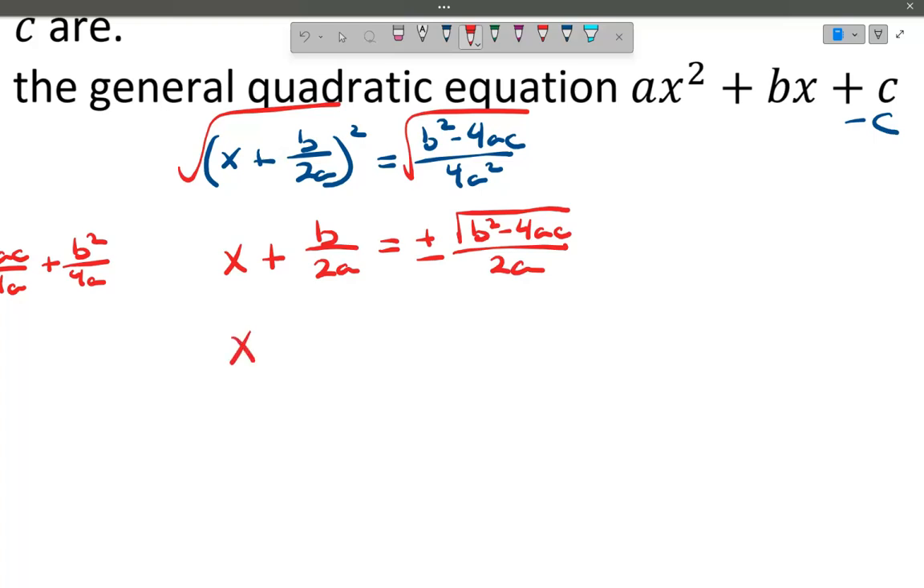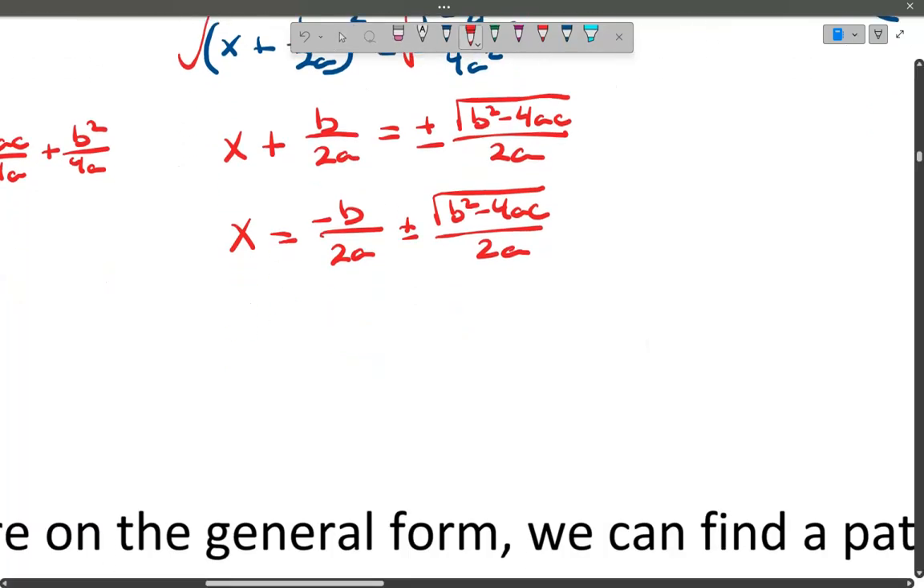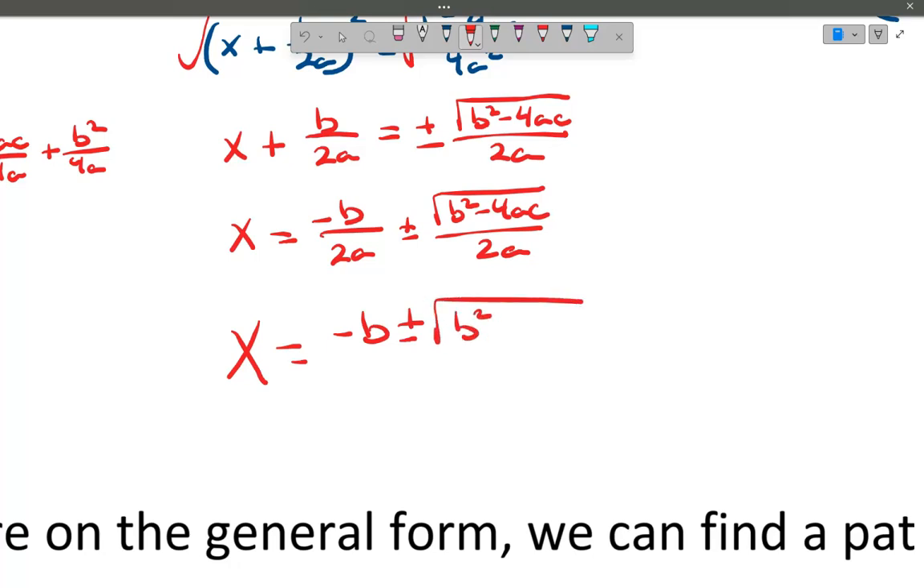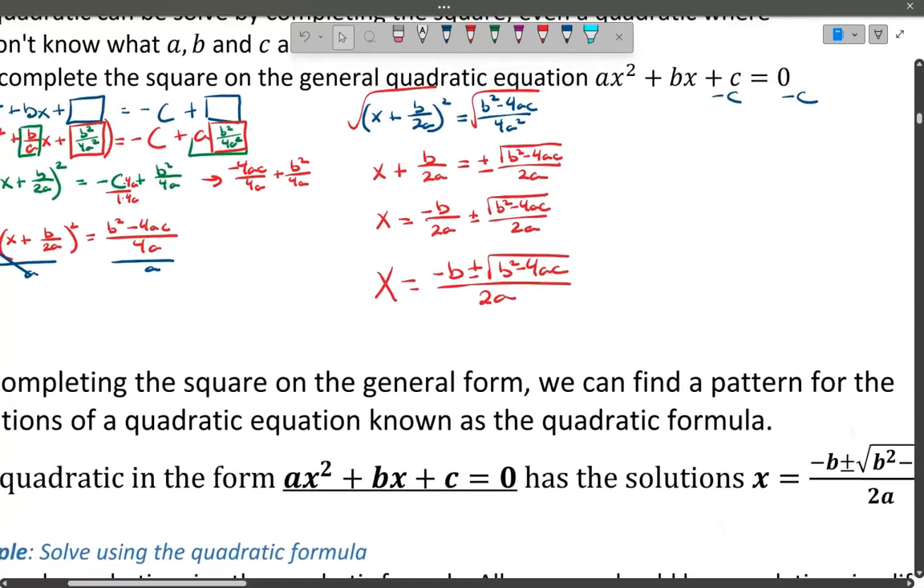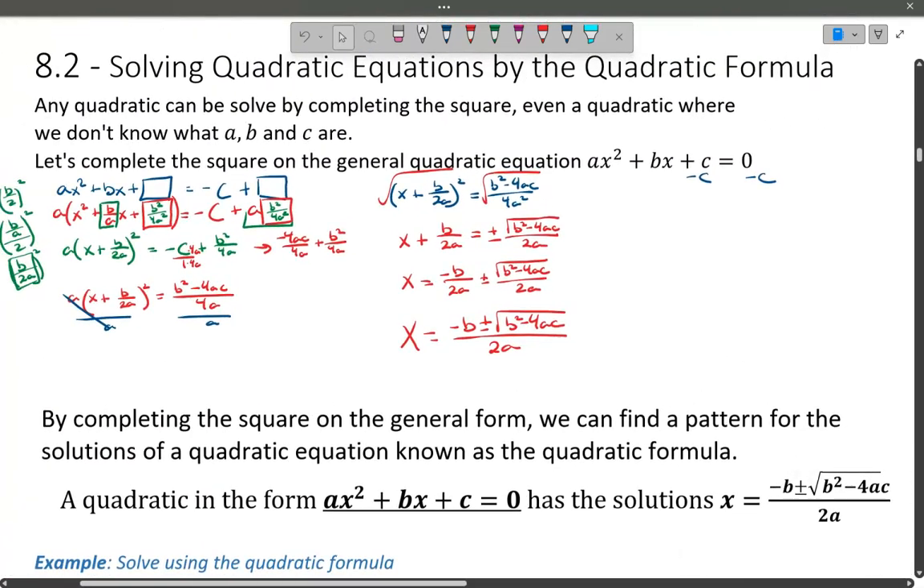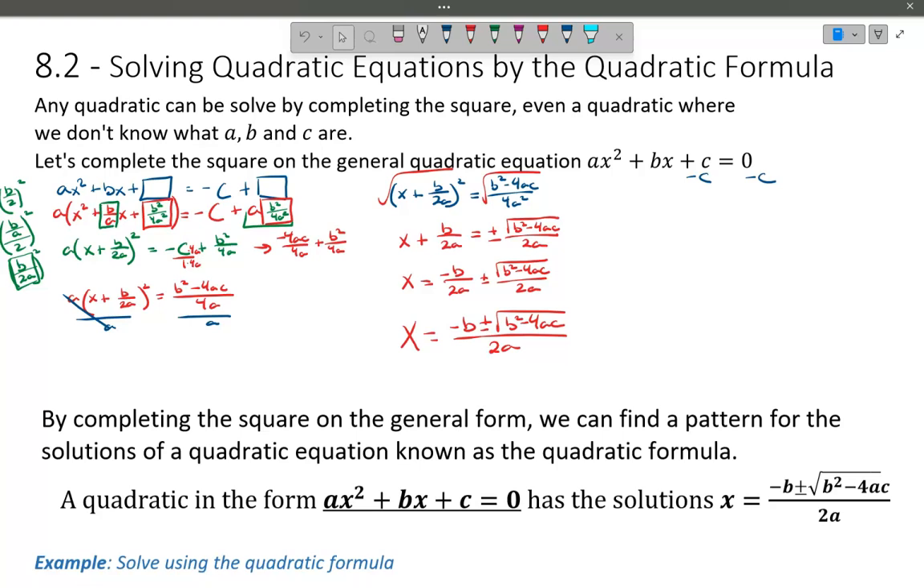Lastly, we get the x by itself by subtracting. We have negative b over 2a plus and minus the square root of b squared minus 4ac over 2a. And since we have the common denominator, we can write it as one big fraction, negative b plus and minus the square root of b squared minus 4ac all over 2a. And that gives us our quadratic formula. A quadratic in the form ax squared plus bx plus c equals 0 has the solutions of x equals negative b plus and minus the square root of b squared minus 4ac all over 2a.